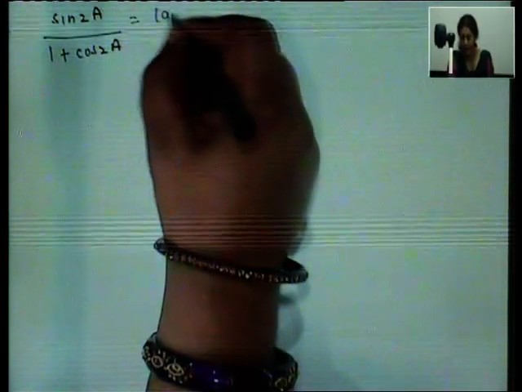So suppose I have this question: sin 2a upon 1 plus cos 2a. I want to show that this is equal to tan a. Suppose I have to prove this. Now this is a double angle formula. I want to show that left hand side is equal to right hand side. So first of all, I take the left hand side.